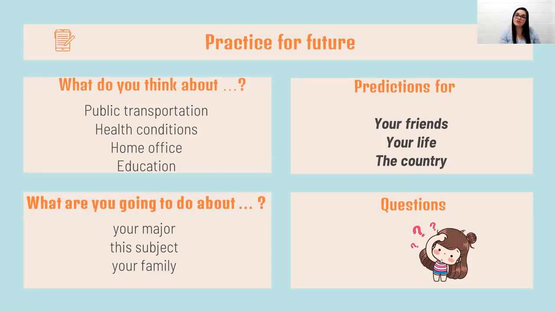And what are you going to do about your major, this subject, your family? What are you going to use? Will or be going to? It all depends on the uses. Remember, just to clarify and to give you a very quick reminder, be going to proves something. It has evidence. There's a sign that something is going to happen. And will is based on your personal judgment. So you're making predictions using will, but you're making plans using be going to.